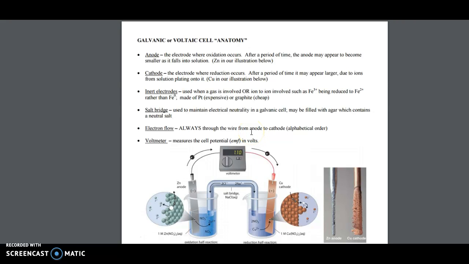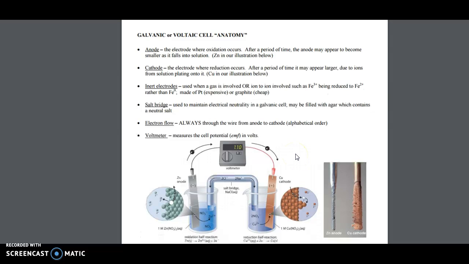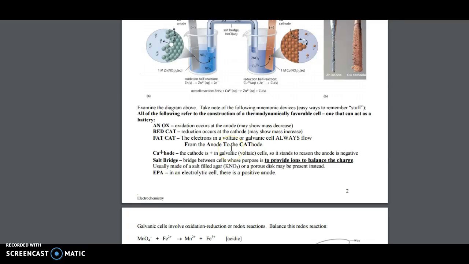The electron flow. This is something they like to try to trick us on. The electrons only flow through the wire, not through the salt bridge. So it's not like they're just running around here. Okay, the electrons only flow through the wire, and they always flow from anode to cathode. So if they switch this around and put the anode on the right, these electrons would go from the right to the left. They always go anode to cathode. Our voltmeter is measuring the potential of this electron movement, or how much energy we're getting out, and that's in volts.